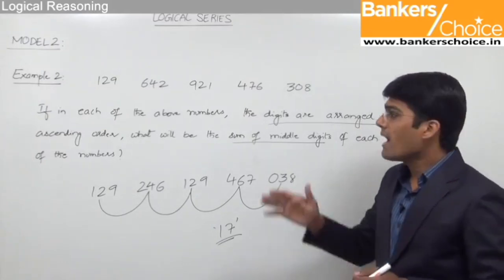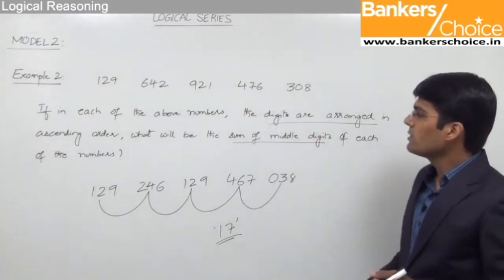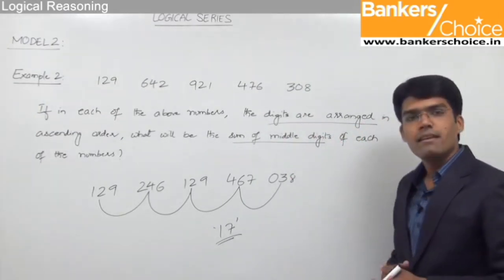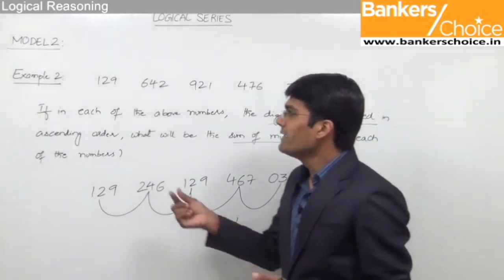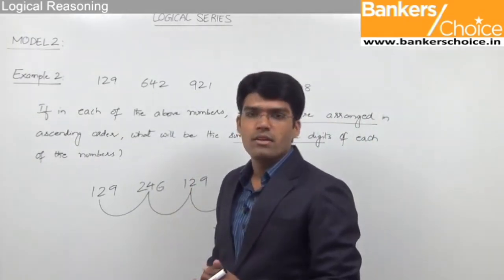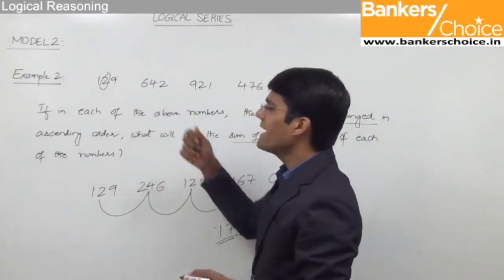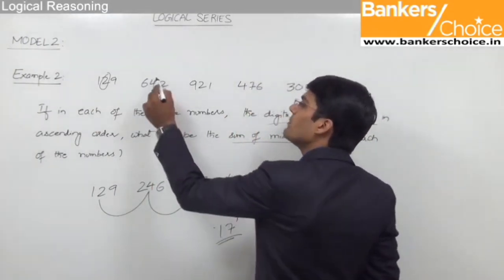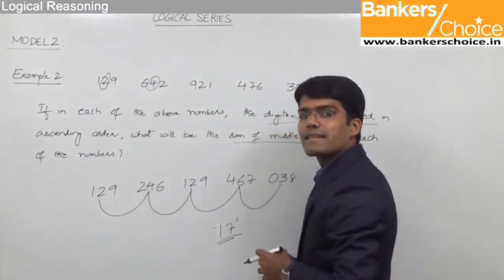Let us now understand how to solve this question without writing all the steps. As we know that the digits are first to be arranged in ascending order and then we need to add up all the middle digits. Now very clearly, when these digits are arranged in ascending order, the middle digit will be 2. Similarly, in the second number 642, when the digits are arranged in ascending order, the middle digit will be 4, as the digits will take the positions 2, 4 and 6.